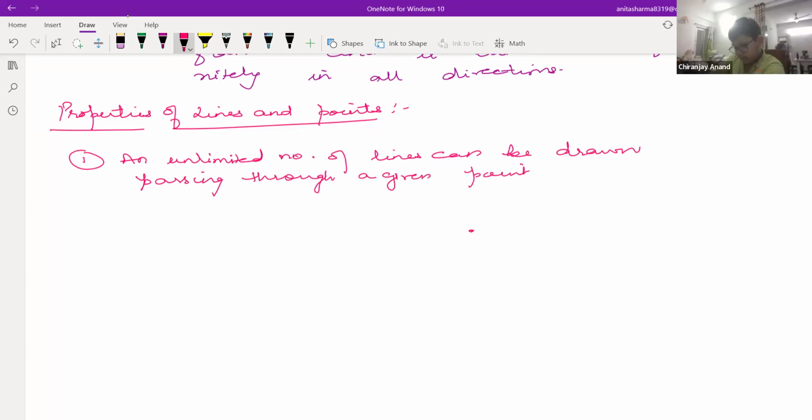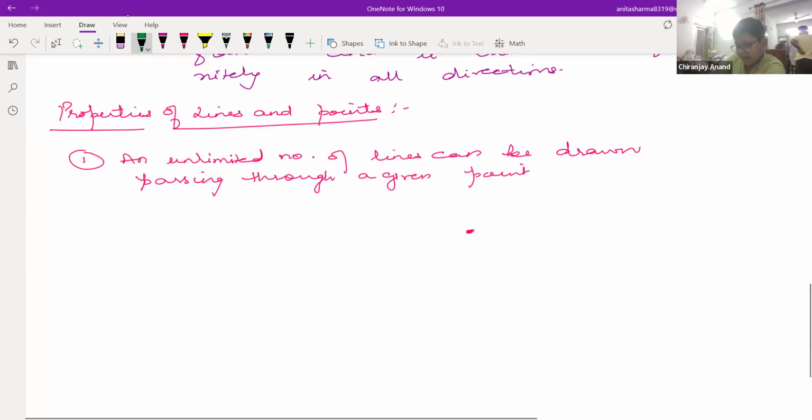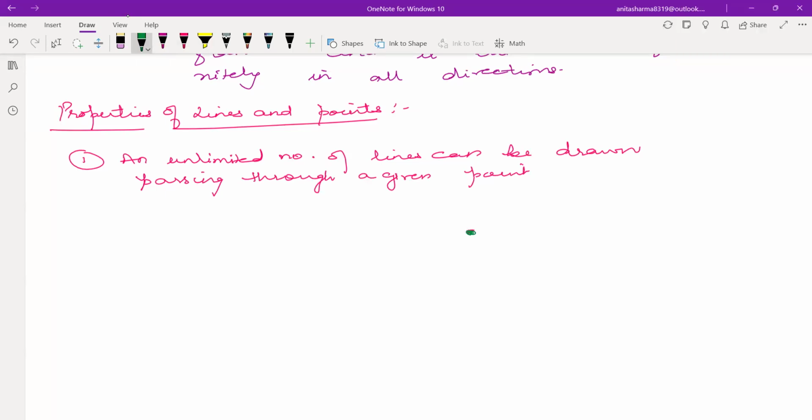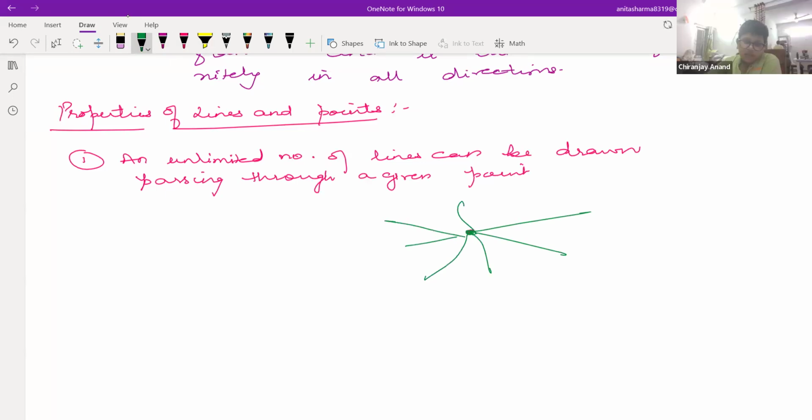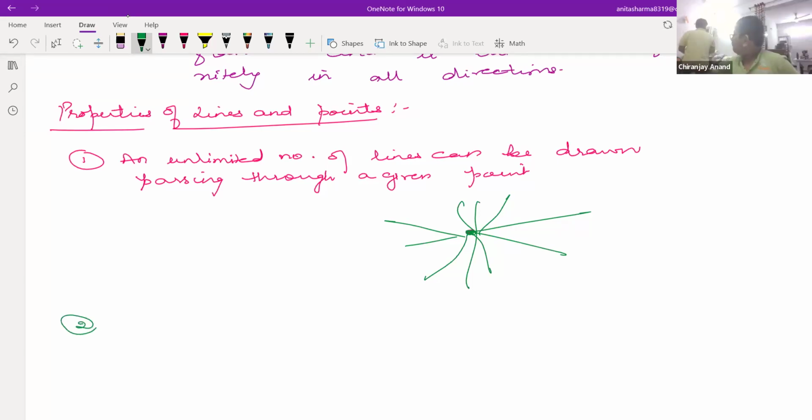Suppose we are having this point, right? So see, we are having this single point, right, children? See on the screen. This is the single point, and from here you can draw an unlimited number of lines. This is your first property, right? Note it down, then we will do the second.